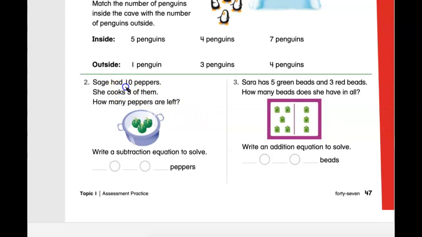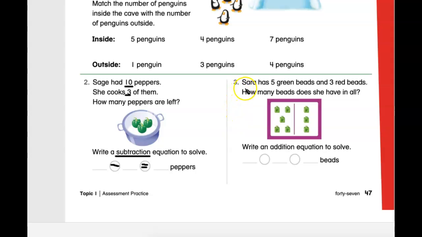Number 2 says Sage has 10 peppers. She cooks 3 of them. How many peppers are left? Write a subtraction equation to solve. So if you remember, subtraction has our minus symbol, so we're going to fill in our symbols. And we always have equals at the end. So write a subtraction equation for Sage had 10 peppers, so she started with 10, and she cooks 3 of them. So how many peppers does she have left? Write an equation below for that.